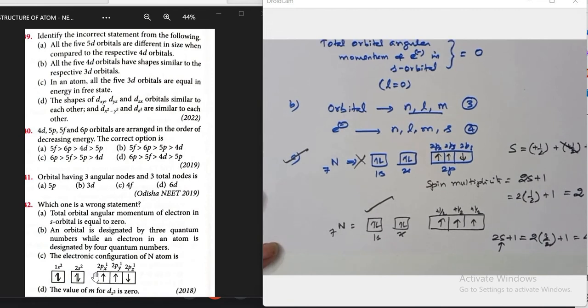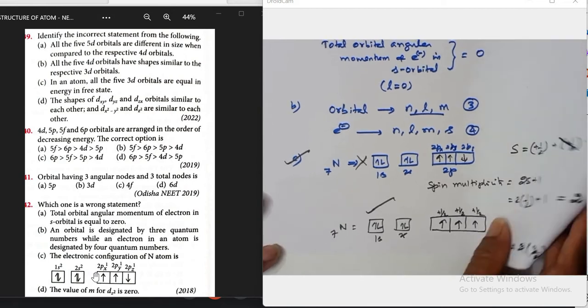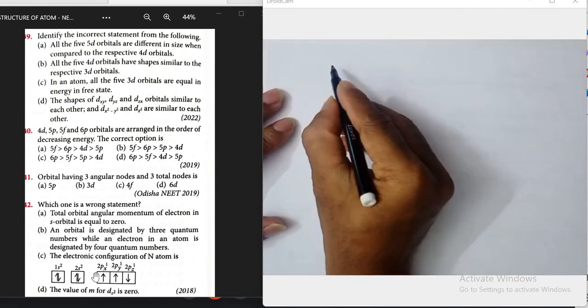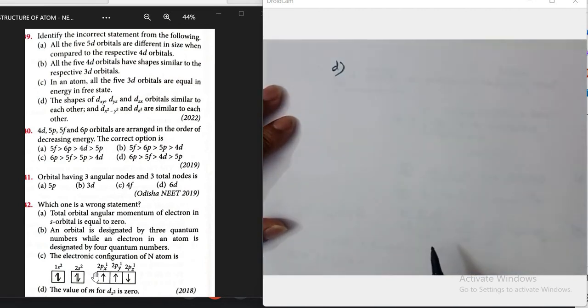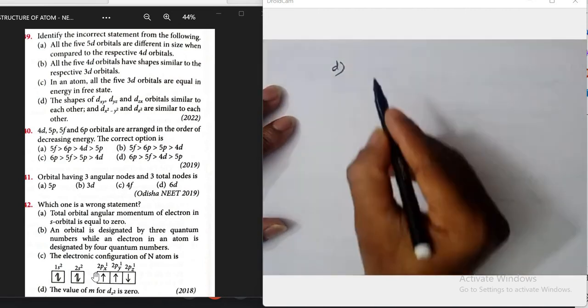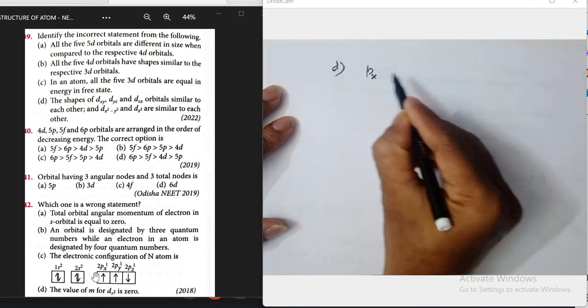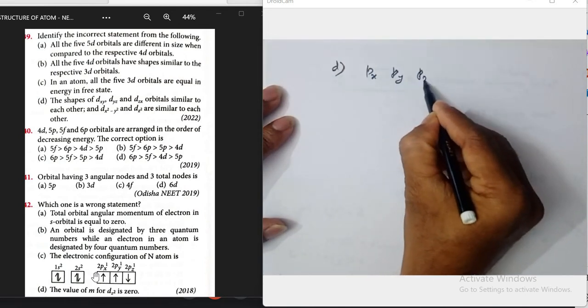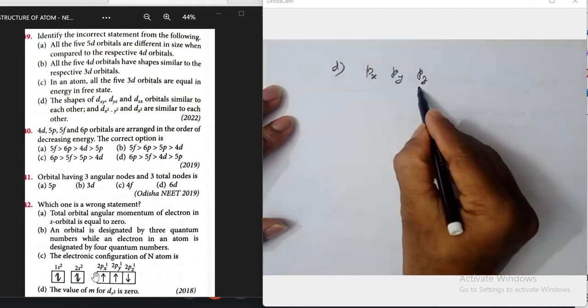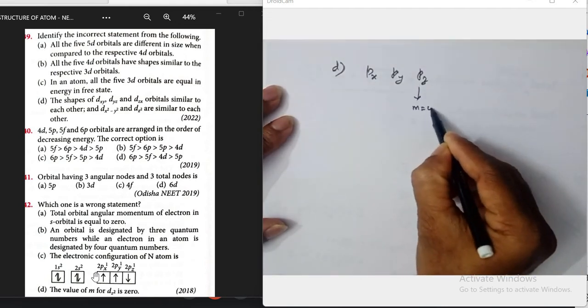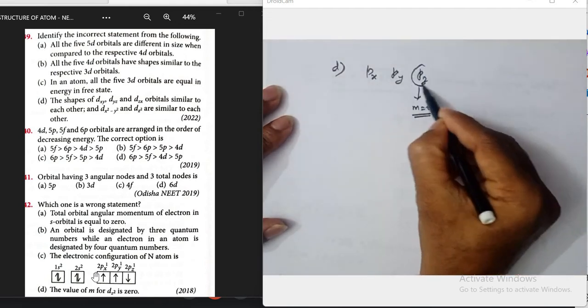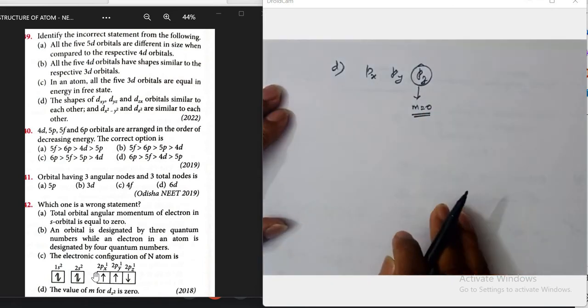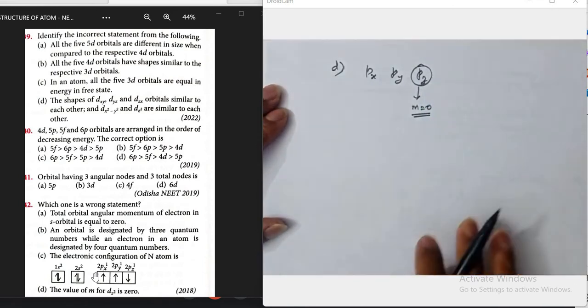And what about option D? See option D, the value of m for dz square is 0. Students, observe carefully, this is very, very important. Option D. Listen. Among p orbitals px, py and pz, the pz orbital has m value 0. Remember, whenever an orbital has only z, pure z, the m value should be 0.